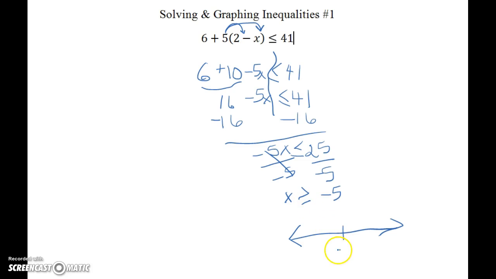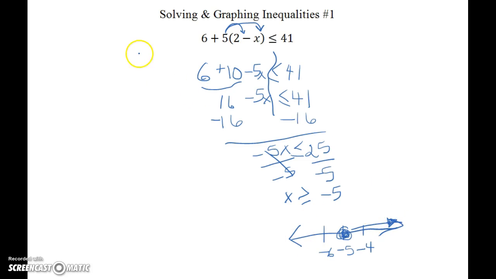So we have negative 5 as our anchor, negative 6 and negative 4 on either side. So the inequality sign, greater than or equal to, tells me that I'm going to have a filled-in or solid circle at negative 5. And because it's greater than, it tells me that I'm going to move toward the greater numbers. So my solution looks like this graph.